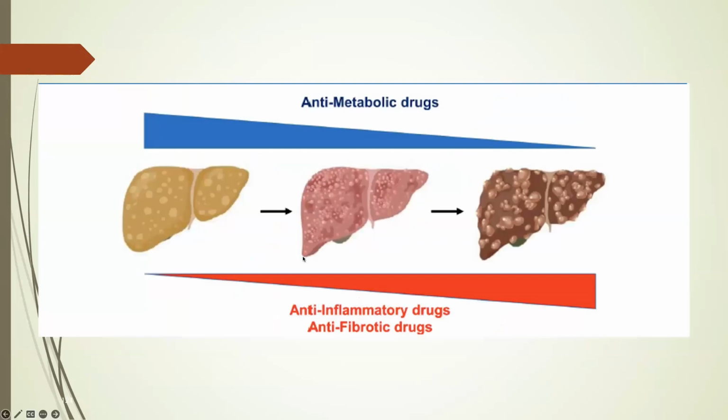What we have to concentrate on is what state the patient comes to you in. Does the patient come to you at a stage of simple fatty liver disease, NASH, fibrosis, or cirrhosis? You may have to choose a drug which decreases fat deposition, a drug which acts as an anti-inflammatory agent, and a drug which will undo the fibrosis.